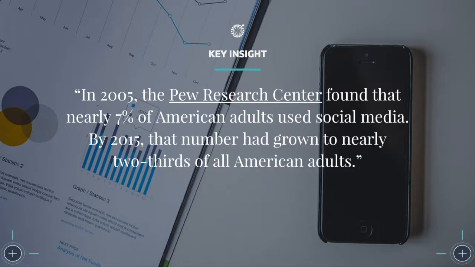So in 2005, after Facebook launched, the Pew Research Center found that nearly 7% of American adults use social media. By 2015, that number had grown to nearly 2/3 of all American adults. Among adults aged 18 to 29, social media usage nears a staggering 90%.